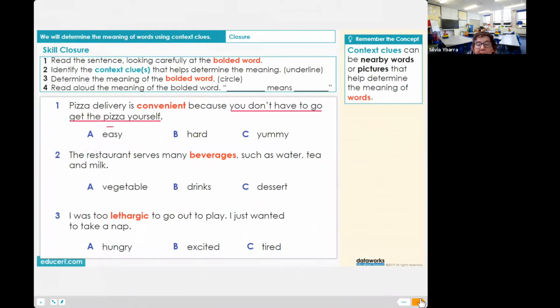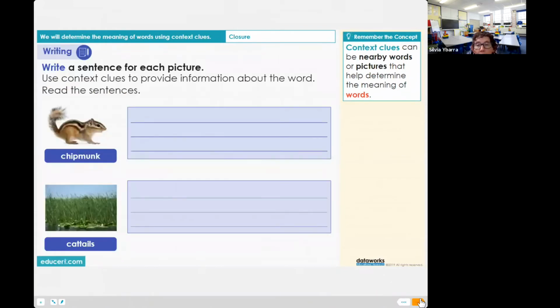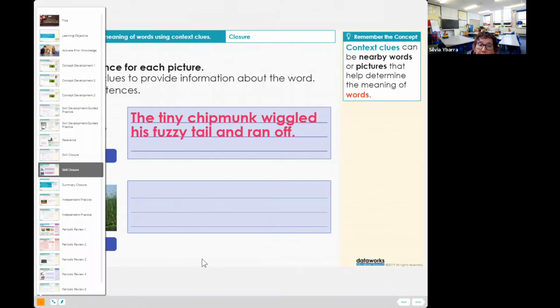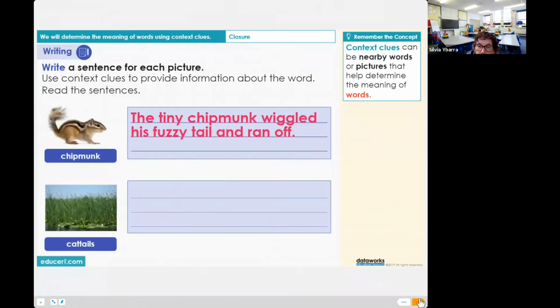But if you take a look at the next page, now that's when they start writing quite a bit. But we don't actually have them write, because what we have found is that if they write too early, all we get is "cattails are nice." They truly have to understand context clues in order to be able to write a sentence that contains context clues.